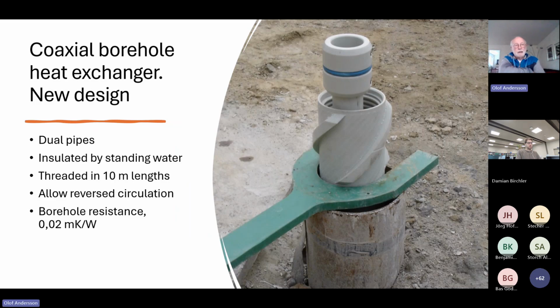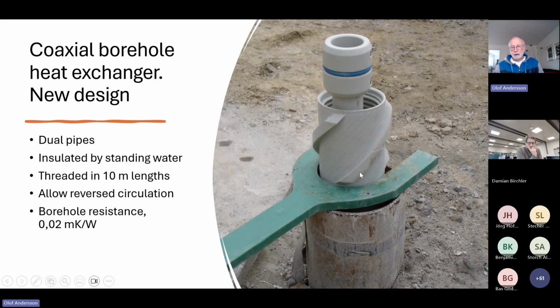The borehole heat exchanger is a new design. It was manufactured by a plastic industry in Borlänge in middle Sweden. It is a construction with double pipes, one inner pipe and one outer. This is the inner pipe. It's a DN40, and this is DN90 millimeter. It's threaded, as you can see here, with 10-meter lengths.